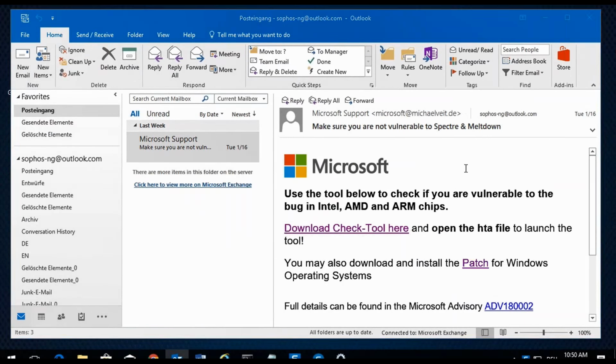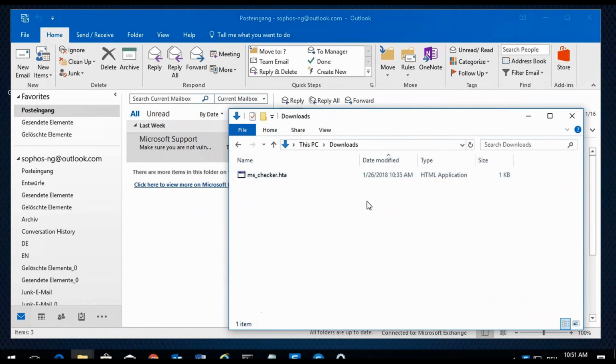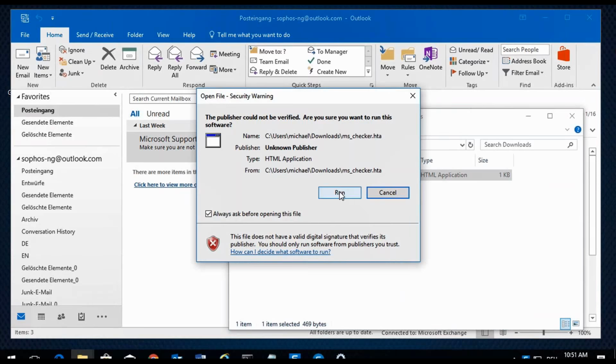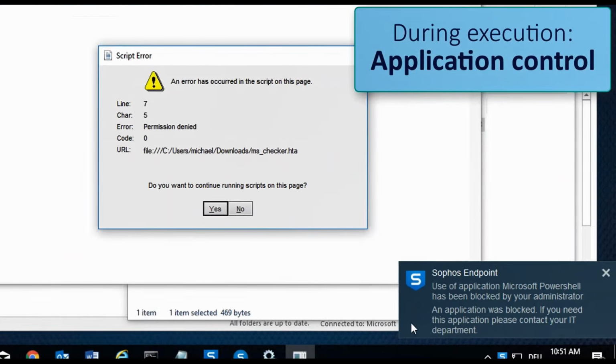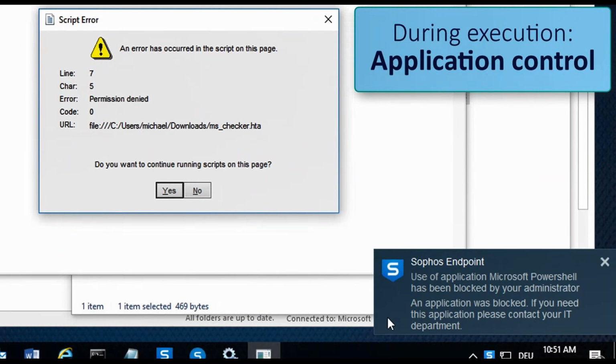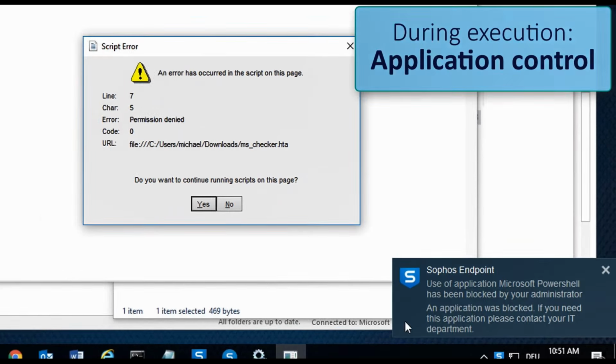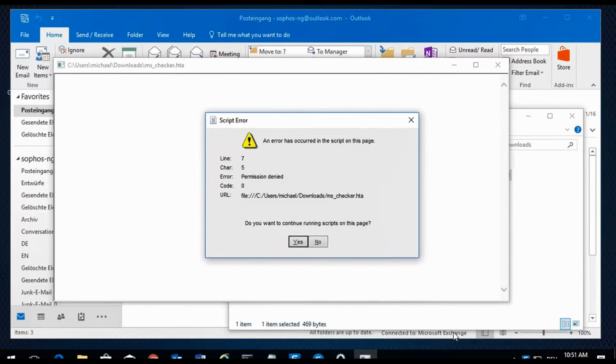And now if we do not use the browser but go directly via the Windows Explorer and launch this application, we will run it, and then again application control kicks in because this variant of this malware tries to run Microsoft PowerShell on this PC. We are blocking it via application control, therefore also no infection possible.